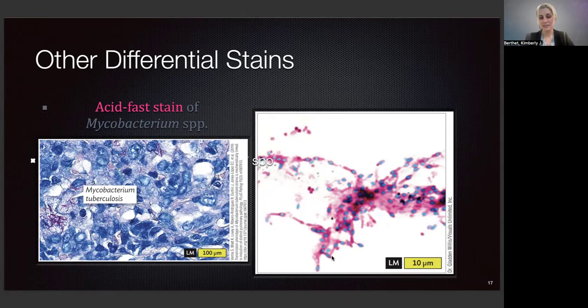So with an acid-fast stain, we use a primary stain and a counter stain in order to identify our cells. And here we can see it with this pink stain here, identifying our Mycobacterium tuberculosis.